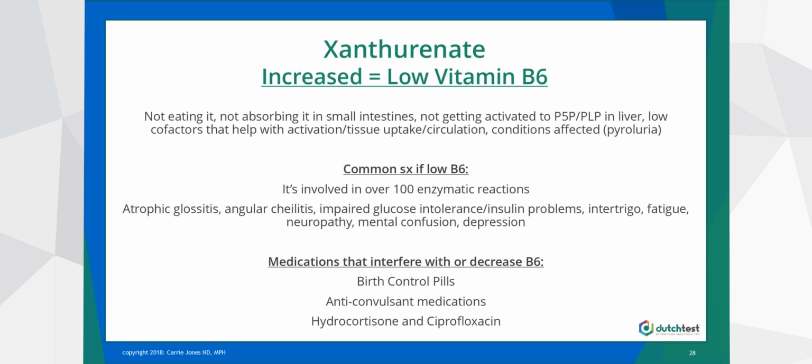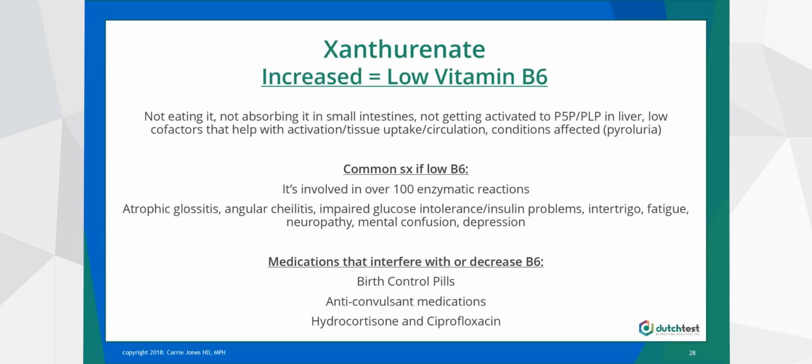It is involved in over 100 enzymatic reactions. We all know B6 is critically important to so many things in our body, right? If the answer is not B6 or zinc, it's magnesium. So B6 just is one of those biggie vitamins that really does a lot for the body. Common symptoms you'll see: mouth issues, skin issues, blood sugar, insulin issues, fatigue, neuropathy, mental confusion, depression. It kind of looks like B12, right? And so the B vitamins are really pretty important for each other.